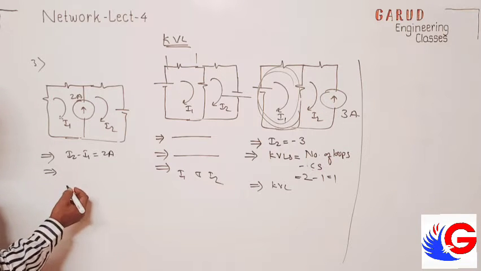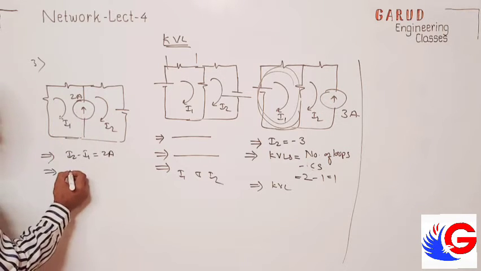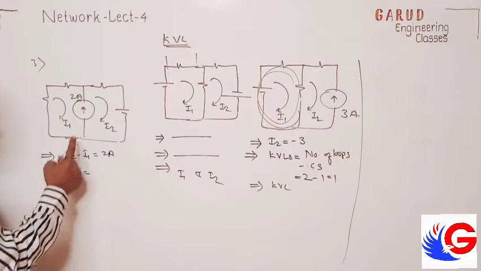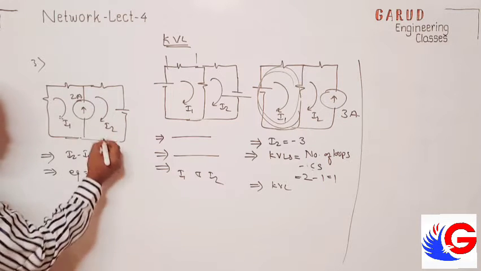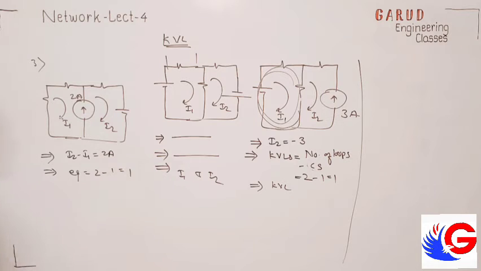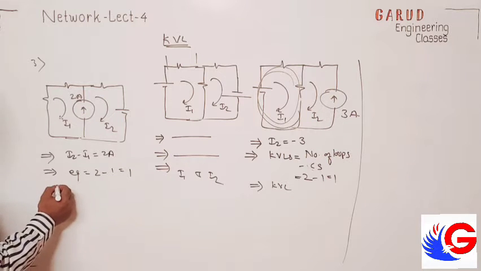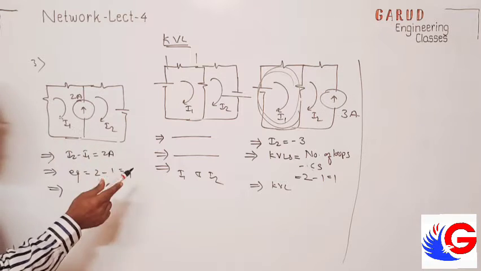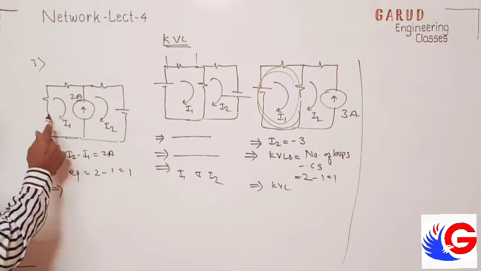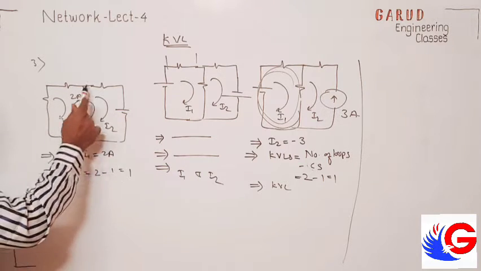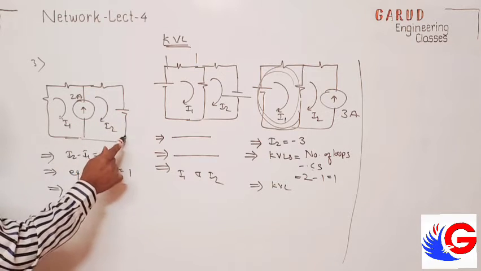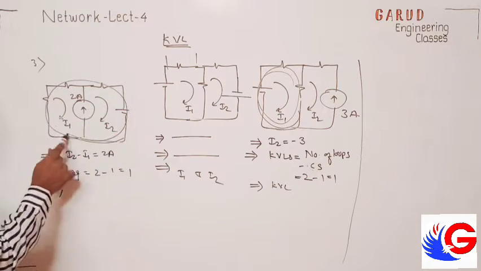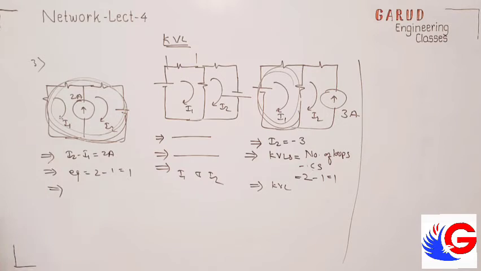We have to apply KVL. How many loops? Equations required equal to how many loops? 2 minus 1 current source, only one equation we require. But while writing equation, we don't have to consider current source. We have to exclude the current source. So I cannot write KVL this way, because there is a current source. So I will consider this as a KVL loop. This is ordinary loop. We have to just write like ordinary loop.